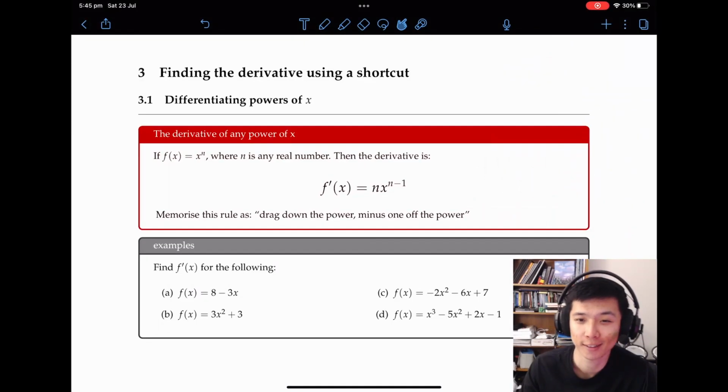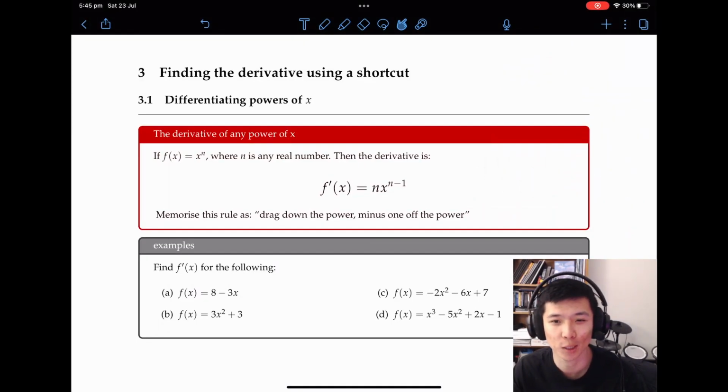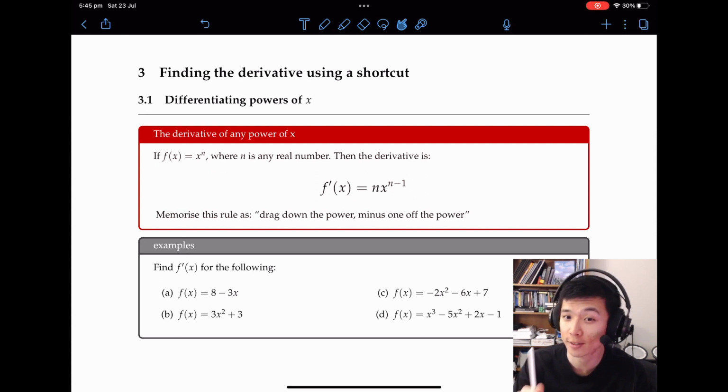Welcome back. Today we're going to be looking at finding the derivative using a shortcut. Notice that it's not using first principles anymore. We're using a shortcut. Now this is going to make your life so much easier.